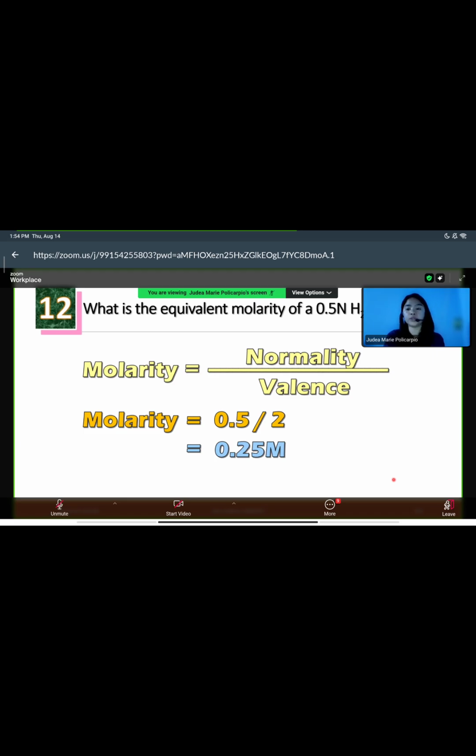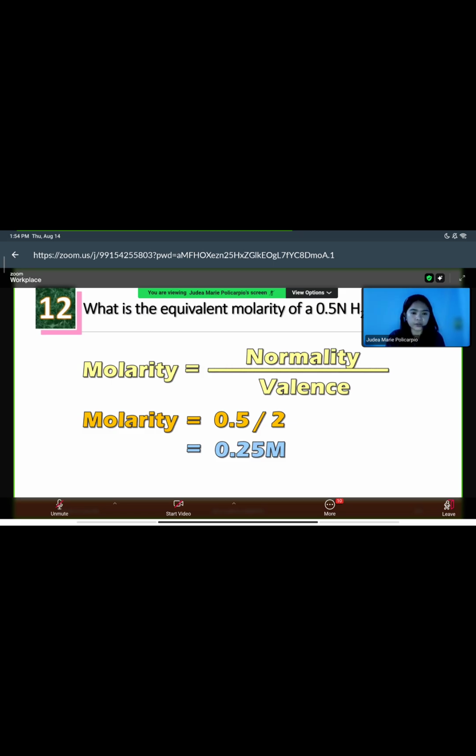So if you want to get the normality naman, pag i-derive mo yan, molarity lang, multiply mo lang with the valence. But here, since molarity ang pinapahanap sa atin, that would be equivalent to normality divided by the valence. So therefore, for item number 12, the best answer will be 0.25 molars ng ating solution. Okay, what about item number 13?